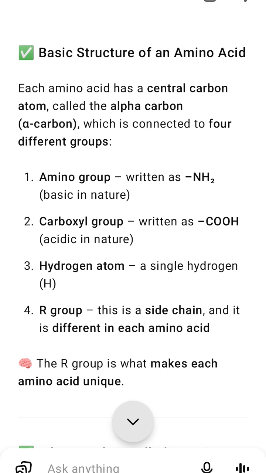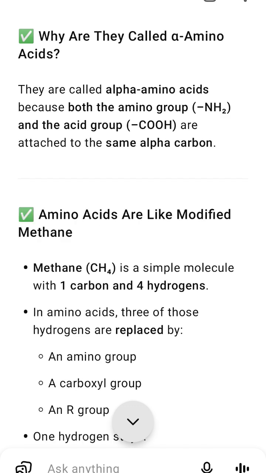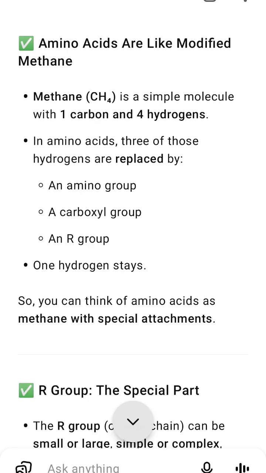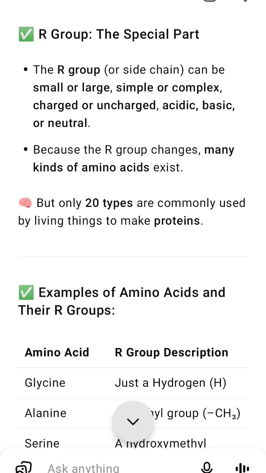What are amino acids used for? Build proteins, like muscles, enzymes, hemoglobin. Help in growth and repair of the body. Make hormones, like insulin. Help in metabolism. Used in signaling, immune function, and transport of substances.